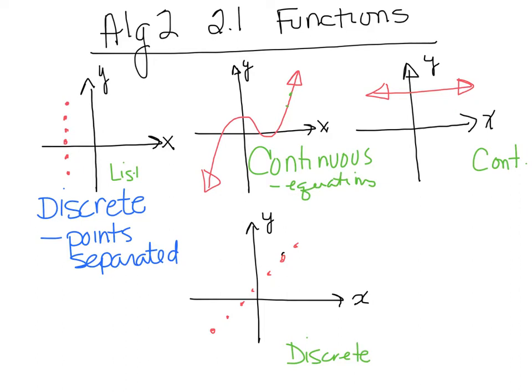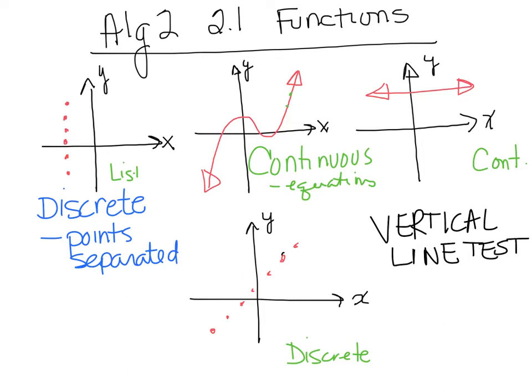Now I want to get to what I wanted to talk to you about in the first place, and that's how to tell whether or not it's a function. We have this thing called a vertical line test. And the idea is that, real casually, for every x there has to be one and only one y. That makes it a function or not when you're looking at it.